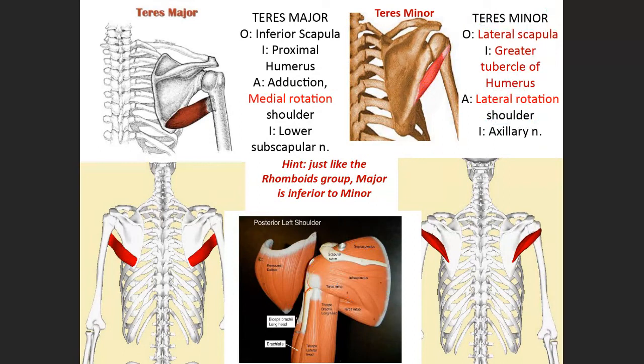Just because we're looking at it, remember the teres major is not part of the rotator cuff, but it sits right below it here. Okay, so the teres major is going to originate on that inferior scapula, and it's going to insert along the proximal humerus. And this one is going to medially rotate. So what is medial rotation? Medial rotation is like internal rotation, like scratching your back, or like buttoning your bra, okay?